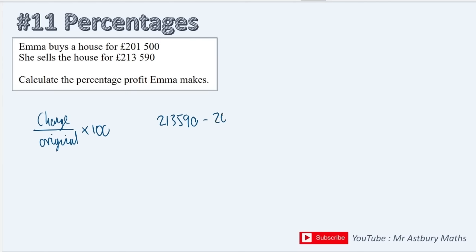The old price is 21500, and divide that all by the original, which will be the old price. I would then multiply that through by 100. And I would get a cool 6%, and that is the profit.